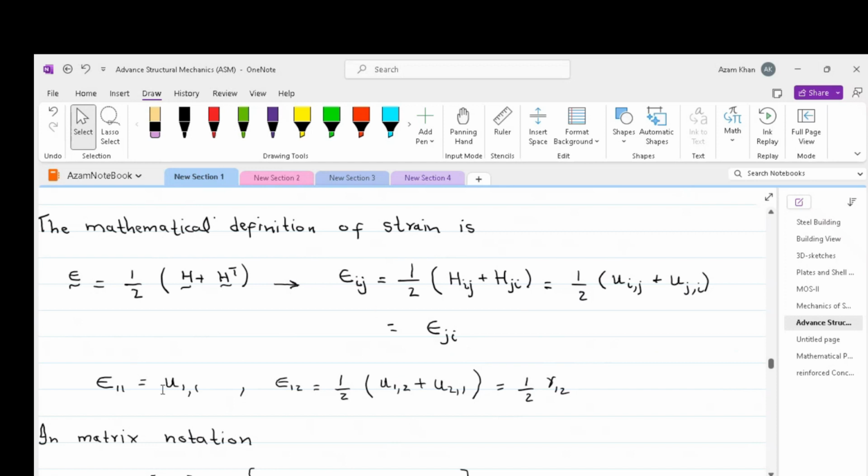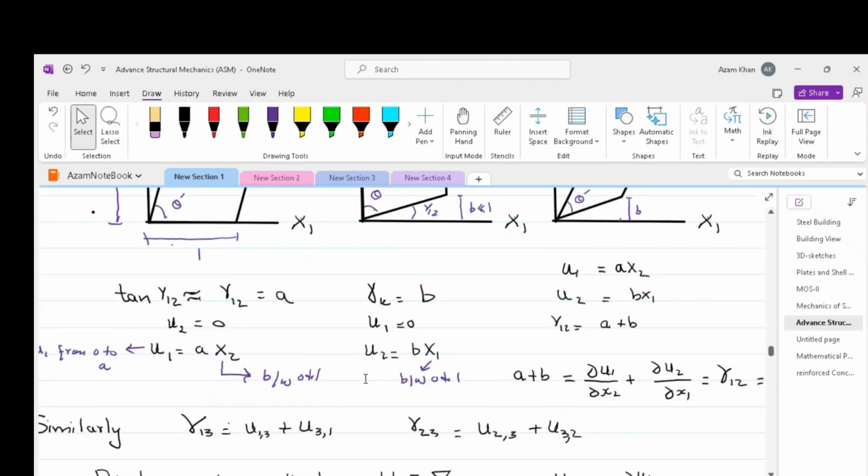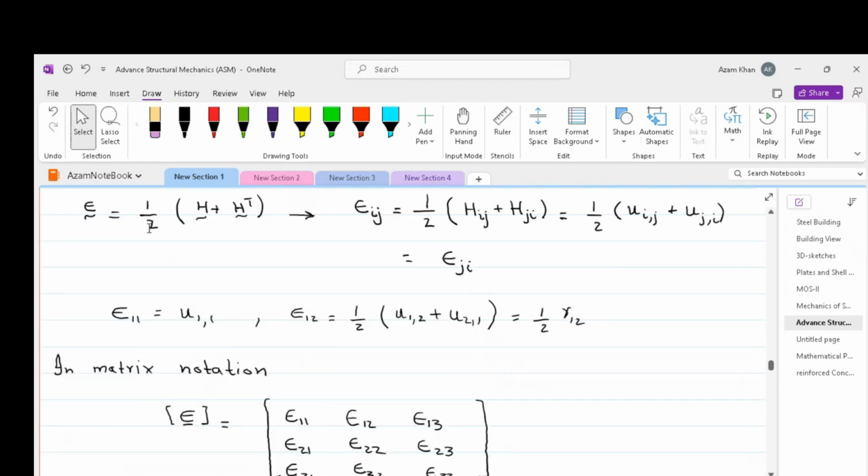In order to find strain 11, we can have i and j equal to 1. So that makes u1,1 twice, and the 2 gets cancelled with the 2 in the denominator and we get u1,1, which makes sense. Similarly, strain 12 is equal to half (u1,2 plus u2,1). u1,2 plus u2,1 has been called gamma 12 above. So according to this definition, our strain 12 is equal to half gamma 12.